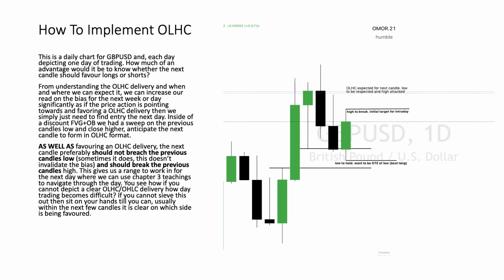You see how if you cannot depict a clear open, low, high, close or open, high, low, close delivery, essentially you don't know if the candle's going up or down, if it's favoring one side or the other. You see how difficult day trading becomes, because you won't know what side to expect your protraction and expansion, etc. If you cannot sieve this out, then sit on your hands till you can. Usually within the next few candles, notice how I didn't say days or weeks, I said candles, it is clear which side is being favored, right?